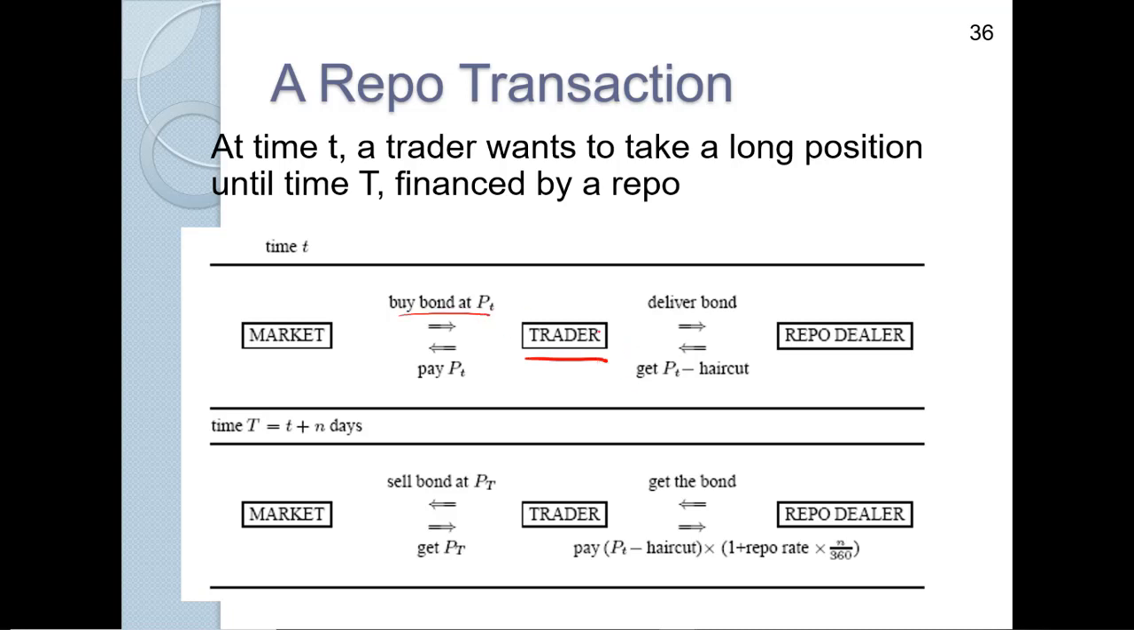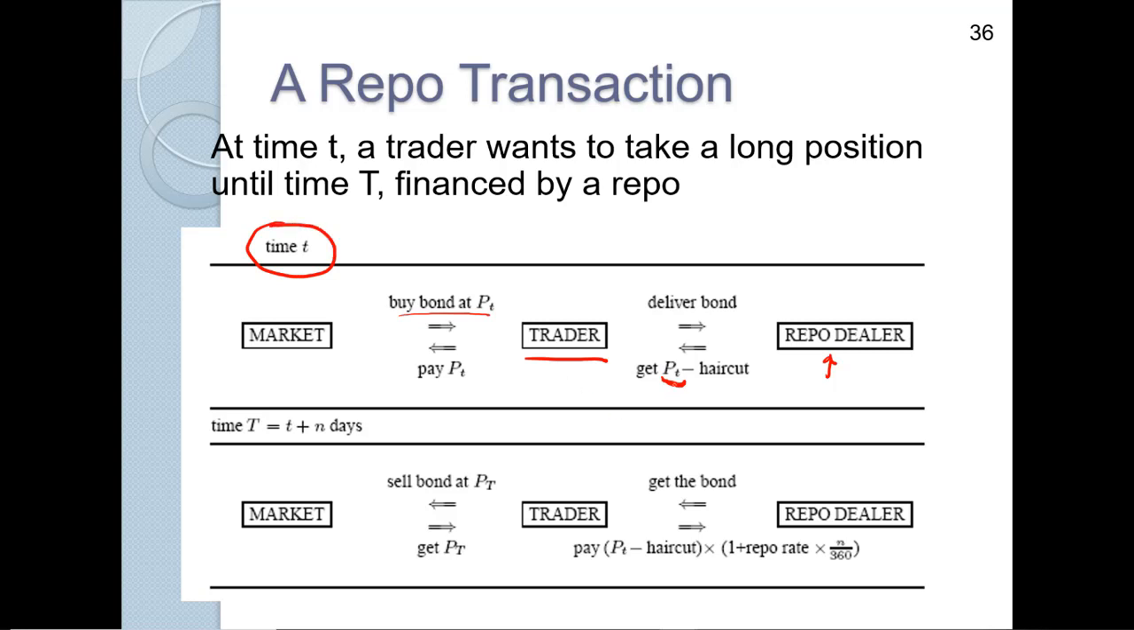Now the thing is, the trader doesn't have the money, or for some reason he doesn't want to invest all his money in the bond. So basically he's going to go to a repo dealer, and he's going to say, okay, repo, can you give me please some money to buy the bond? And then the repo dealer is going to give him PT, and this PT is the price of the bond at this time. So this would be like my initial time when I do the trade.